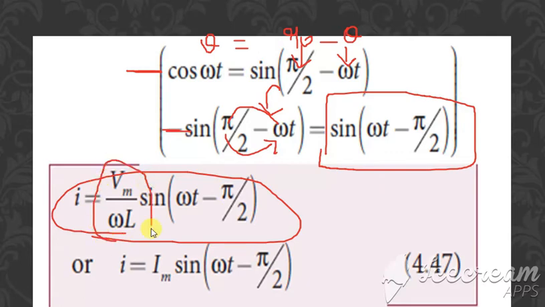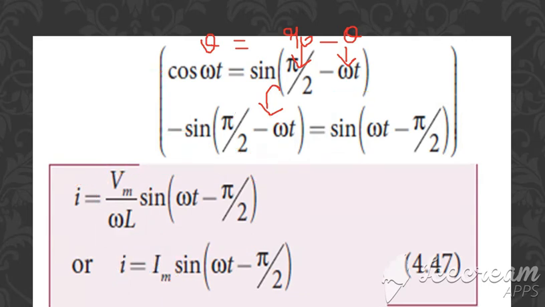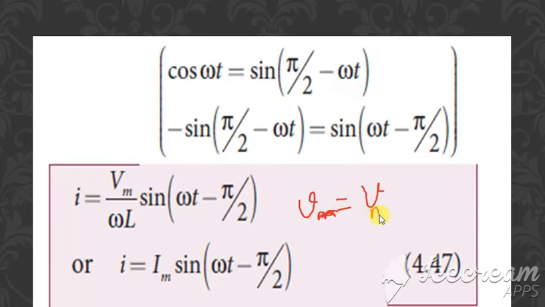As I told you, Vm divided by omega L is written as Im. So I is equal to Im into sin omega t minus pi by 2. When you compare this with the first equation, V is equal to Vm into sin omega t, what we finally got is I equal to Im sin omega t minus pi by 2. So we say that the current is lagging, because we have the minus term. Then there will also be a change in the graph.